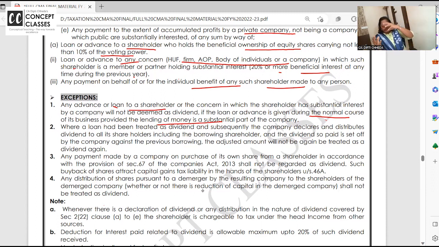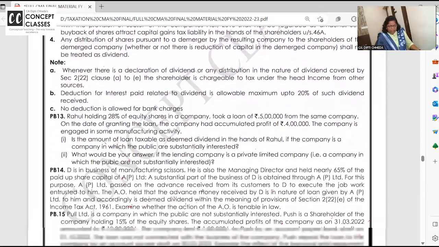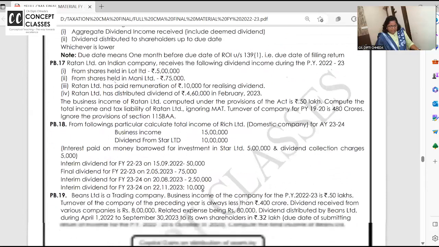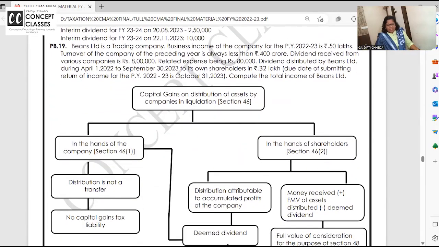Sometimes after giving loan to shareholder, it is taxable as deemed dividend. And then we say to shareholder, okay, we are giving dividend to all the other shareholders and this loan is adjusted against your dividend. Will it again become taxable? Answer is no. I hope my speed is fine. You all are following all this. Problems 13, 14, 15, 16, 17, 18, 19. These many problems we have done yesterday.